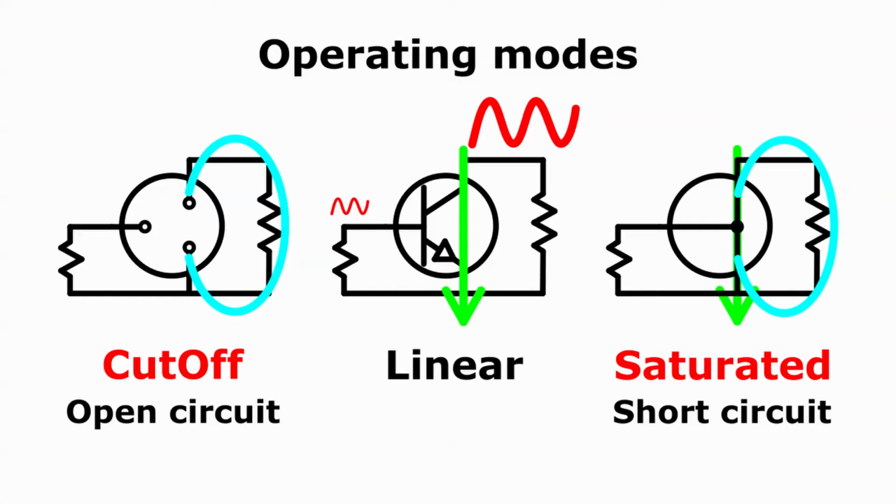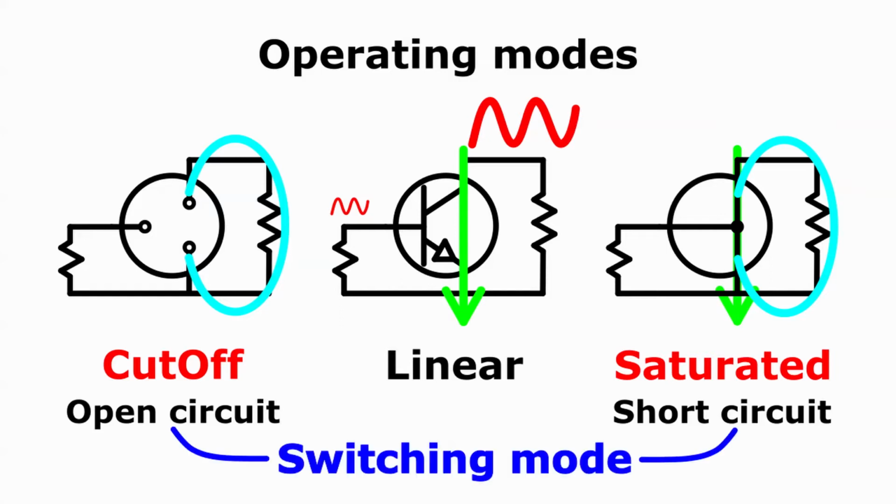If we set things up properly, we can cause the transistor to alternate between cutoff mode and saturation mode. If we do this, we can cause the external circuit to switch on and switch off. We would be operating the transistor in what's called switching mode, using it just like an ordinary single-pole switch.